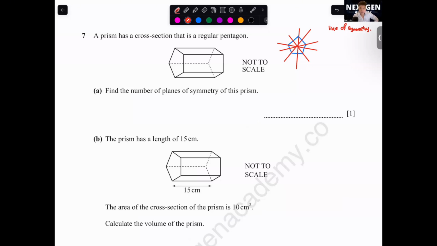Plane of symmetry is a similar concept, but we are using it for a 3D shape. Imagine a mirror. How many mirrors can you put inside this 3D regular pentagon so that when we put the mirror, it will be a reflection of each other? That means the shape is chopped into half. How many do you think you can put? 5. Everyone agree? Is it 5? How many mirrors can you put inside?